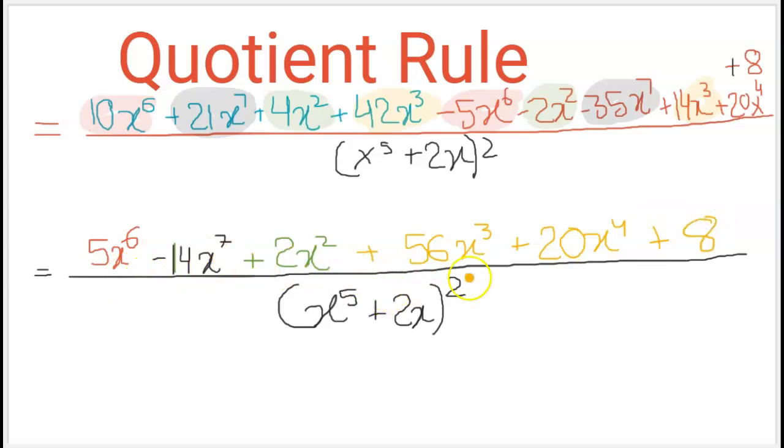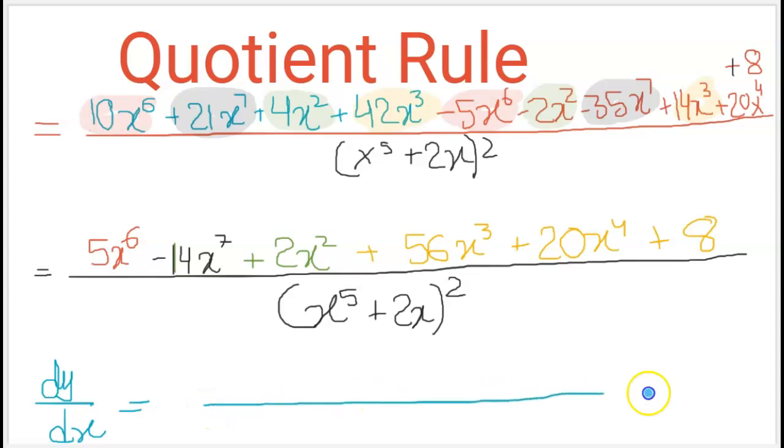I cannot solve them further, but what I can do is I can arrange them in a proper order. Usually the way we write is, if I write that one as dy over dx, that is going to be our answer now. Usually when we write it down, we write as decreasing, descending power of x. So minus 14x⁷, that one. Then there is a x⁶, plus 5x⁶.